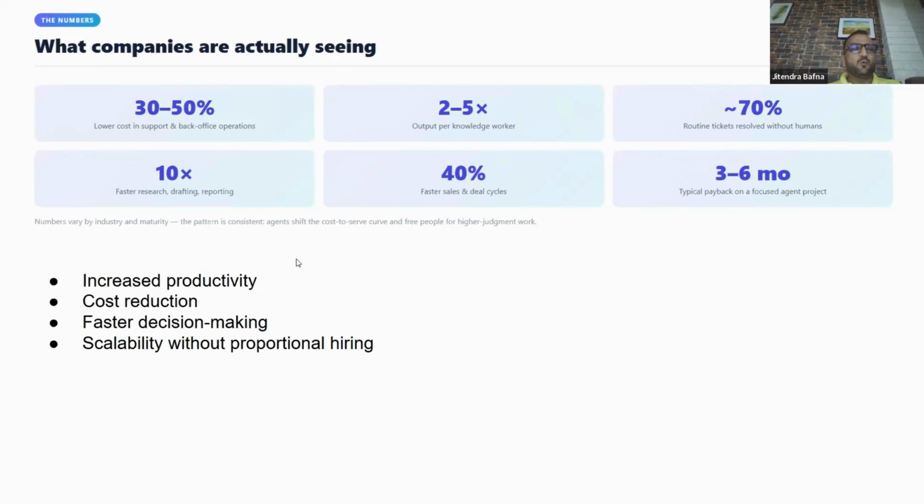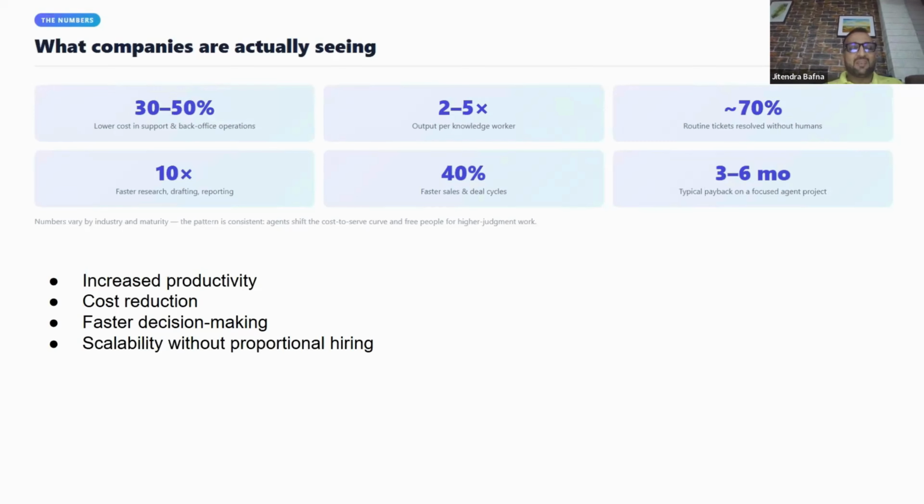So overall it increases productivity, right? It definitely does some cost reduction. It enables faster decision making and scalability without proportional hiring. So it is a good number, and over the next few years this number is going to improve. As I mentioned at the initial stage, it has been predicted that by 2027 there will be billions of agents across all the organizations in the world. That is the prediction right now.